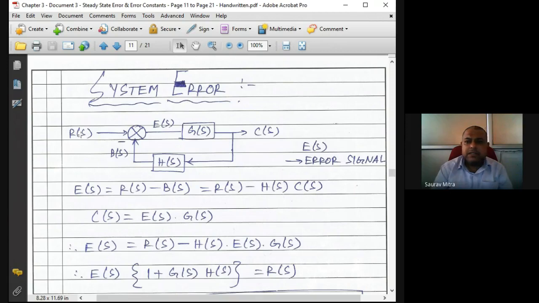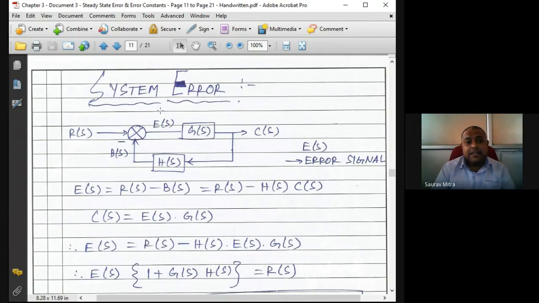So you can see this block representation. In this block representation, this is a closed loop system, it's a negative feedback. R(s) is the input. There are mainly three types of inputs we will be dealing with: step input, ramp input, parabolic input. Unit step has amplitude 1, unit ramp has slope 1, likewise.